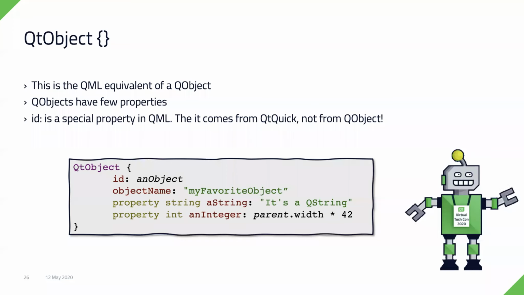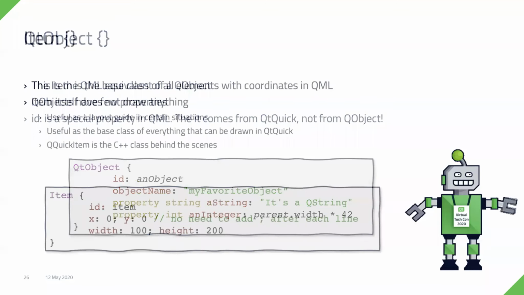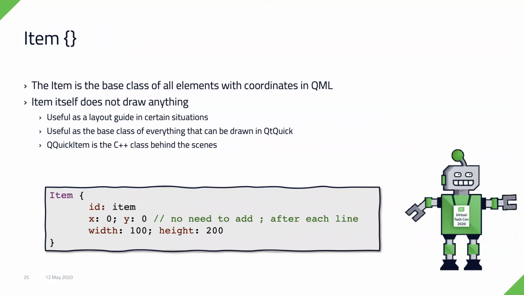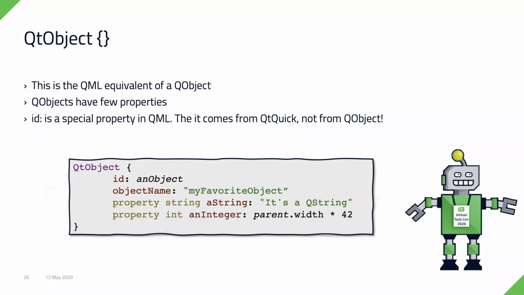I've got a note here about the special property of ID, which is not from the QtObject itself. So you'll see in QML every object can have an ID. That refers to a separate tree that's not related to the QObject tree. If you go back to here, you'll see the Item also has an ID, and that's not coming from the QtObject, but all QtObjects in QML can access that.